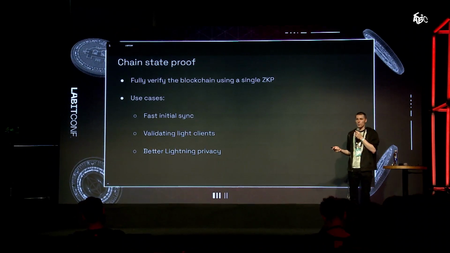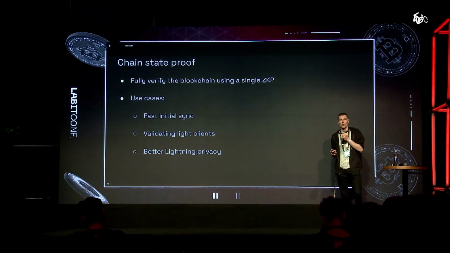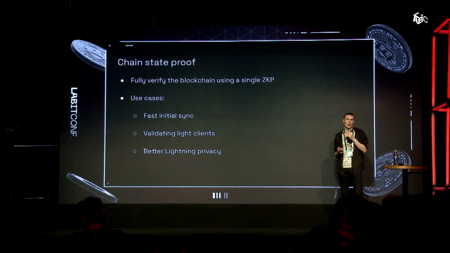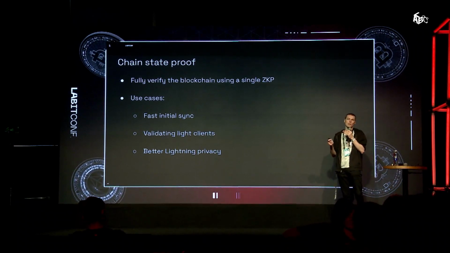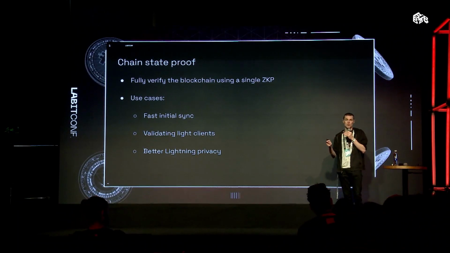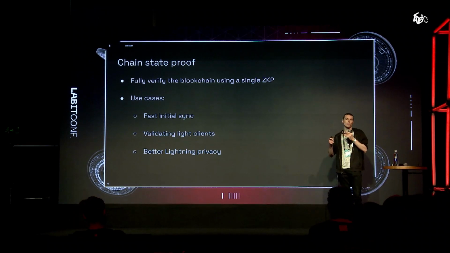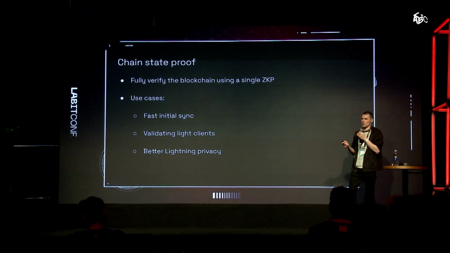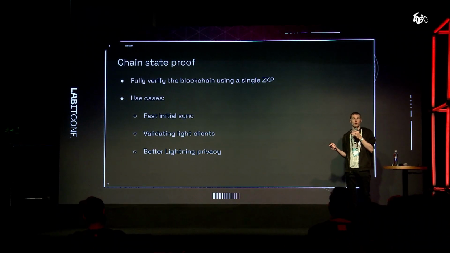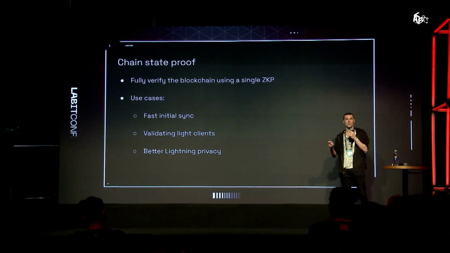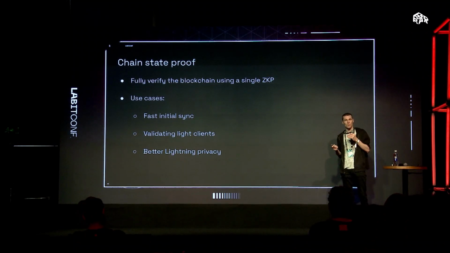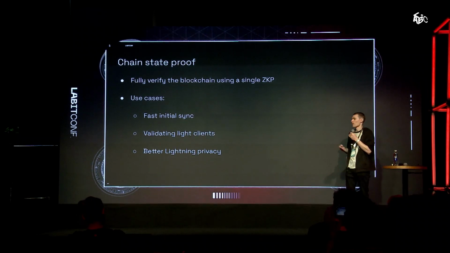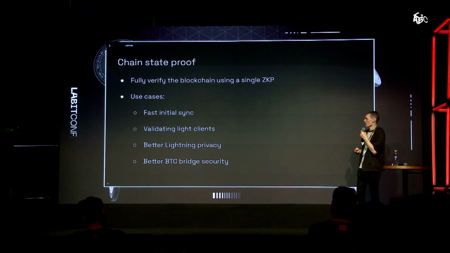You could have better Lightning privacy. Today, in order for Lightning to work, at least in the trust-minimized way that it does, Lightning nodes have to announce their UTXOs to their peers so that they know how much money they have. Whereas they could just provide a zero-knowledge proof that proves, as of this block height, this is how much money I have, but I'm not going to show you exactly which UTXOs are mine. That's something that is possible with this technology.